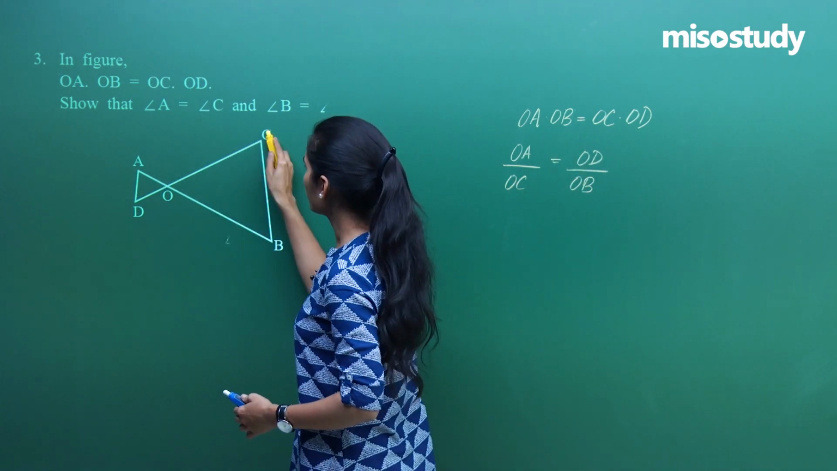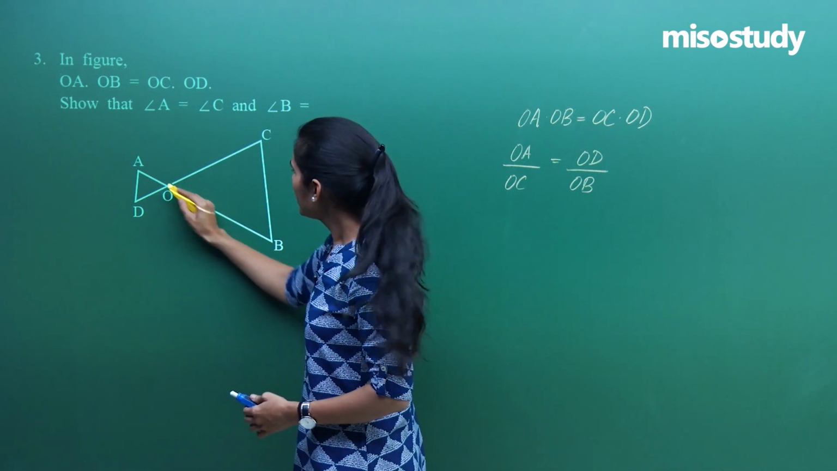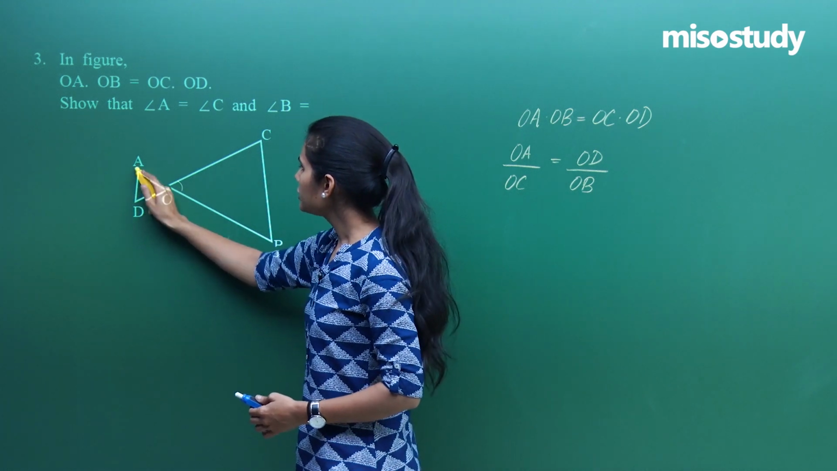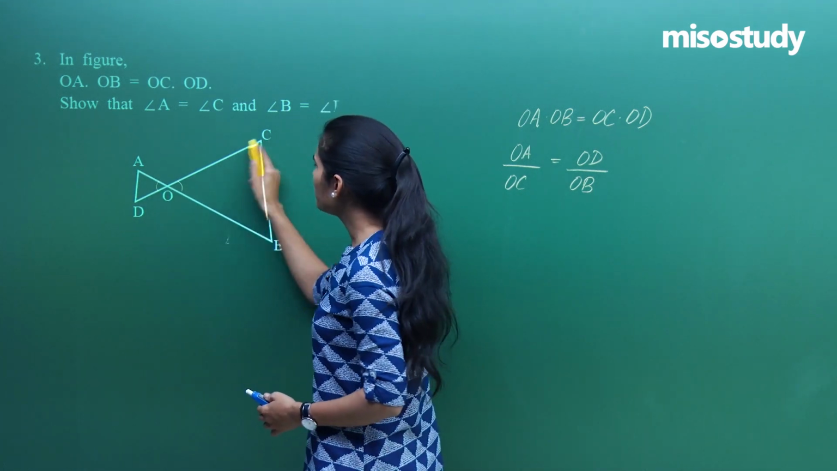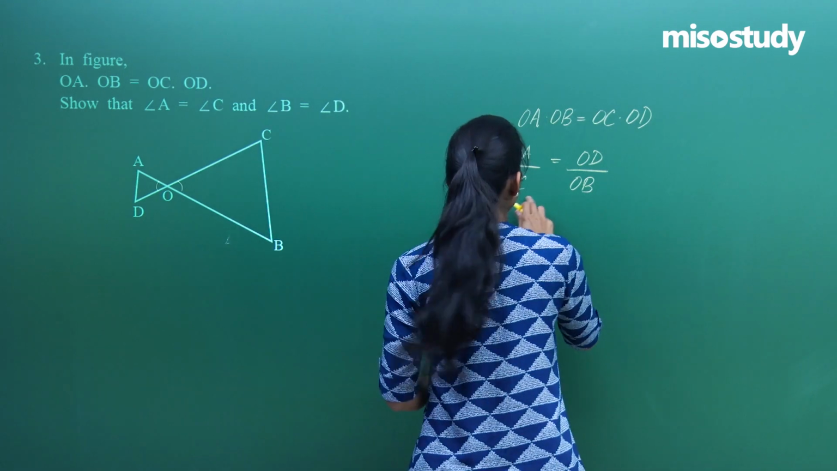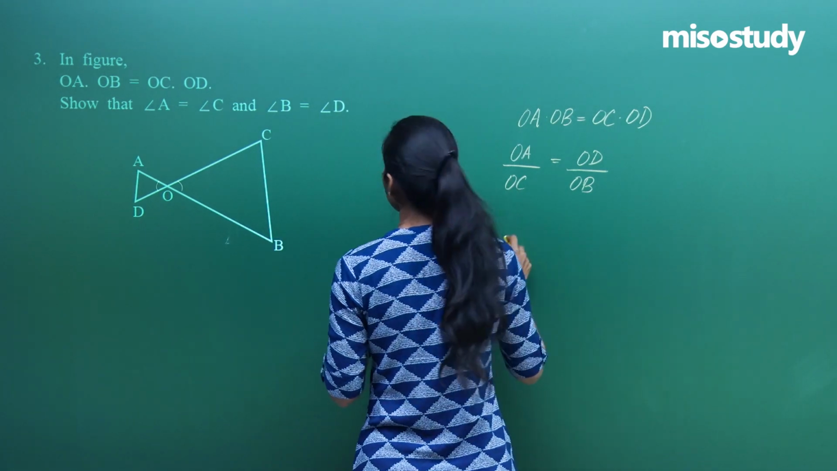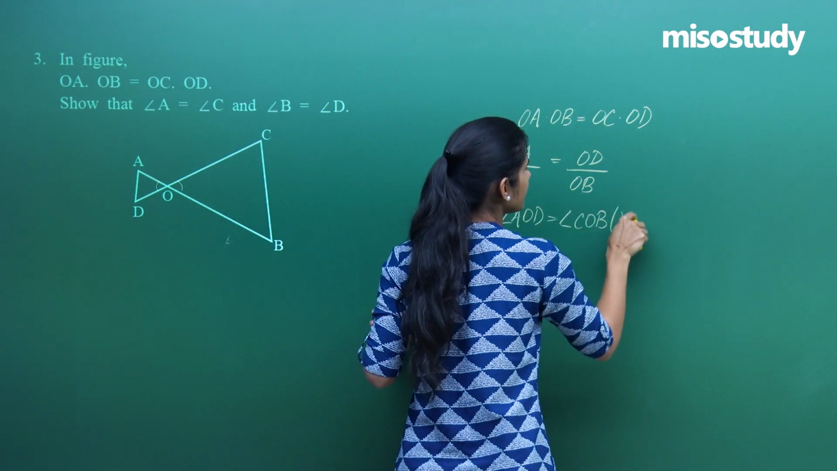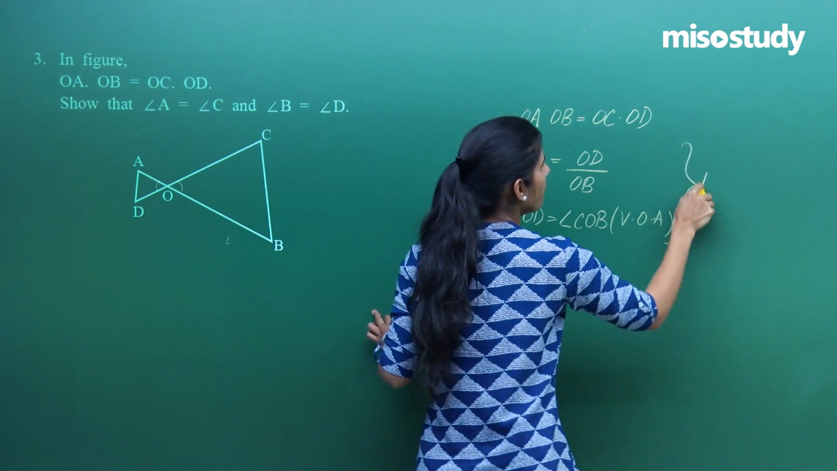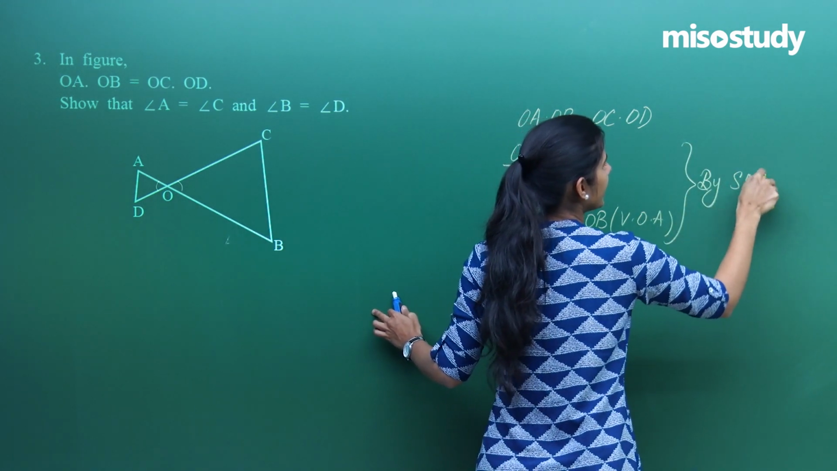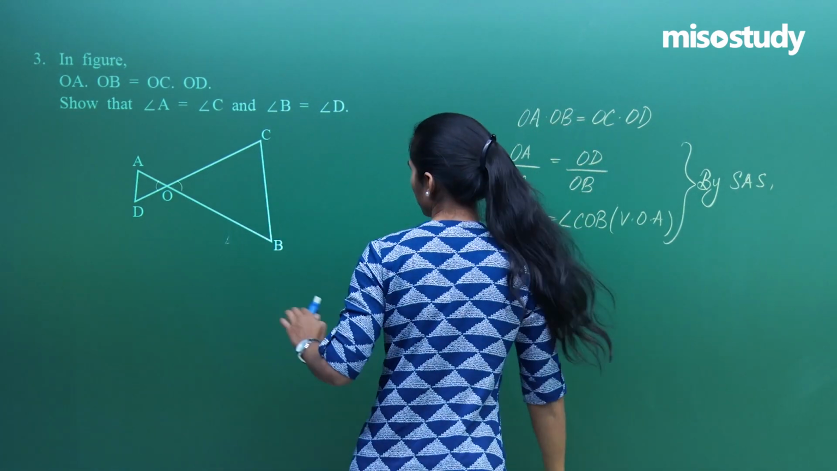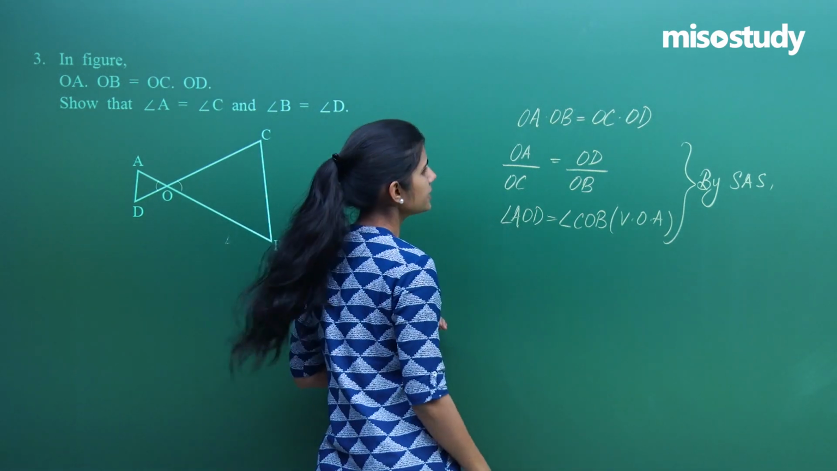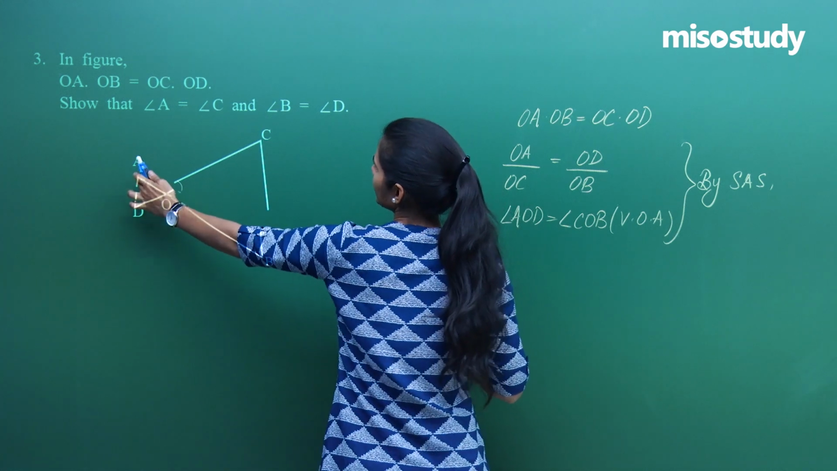Yes, OA upon OC is equal to OD upon OB, and clearly these two angles are vertically opposite angles, so they are equal. So this small triangle that you can see, triangle AOD, and this large triangle COB, both will be similar. I am also saying angle AOD is equal to angle COB because they are vertically opposite angles, and therefore by SAS similarity criteria, because two sides here are proportional to two sides and the included angles are the same, by SAS similarity criteria I have what?